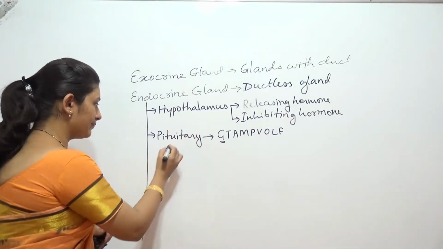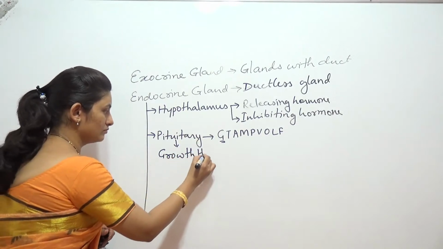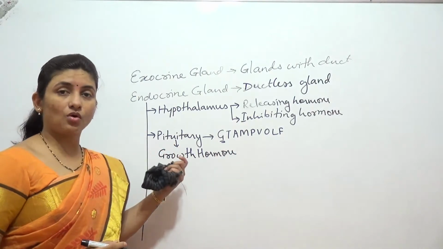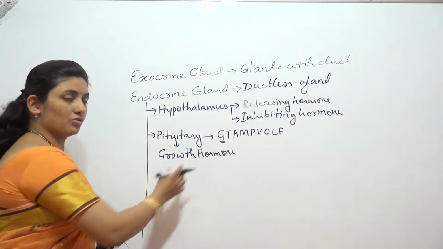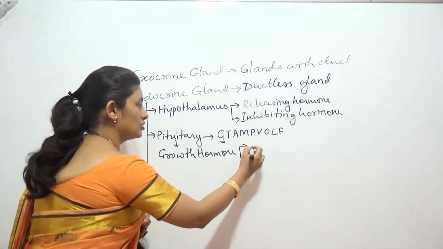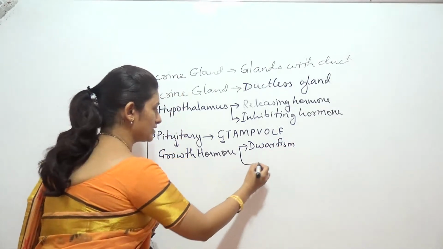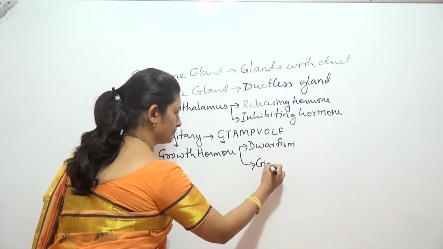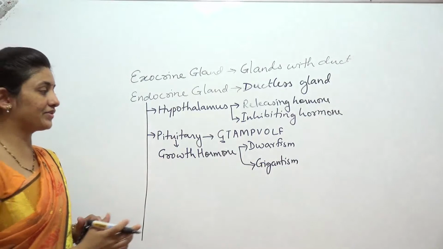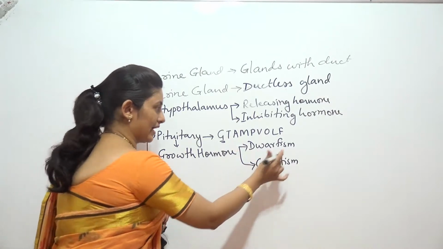In this, the pituitary gland secretes the growth hormone, and hypersecretion or hyposecretion of growth hormone results in conditions called dwarfism and gigantism. Right? Hyposecretion or hypersecretion of the growth hormone results in dwarfism or gigantism.